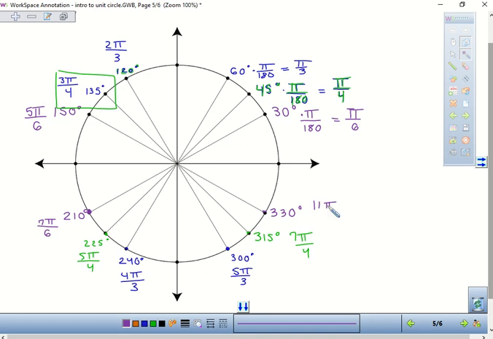11 pi over 6. So when you do the memorization aspect of this, I recommend only really memorizing the first quadrant, and then everything else kind of follows from that rule. Okay, did you see how we were able to use the first quadrant to get the other ones?